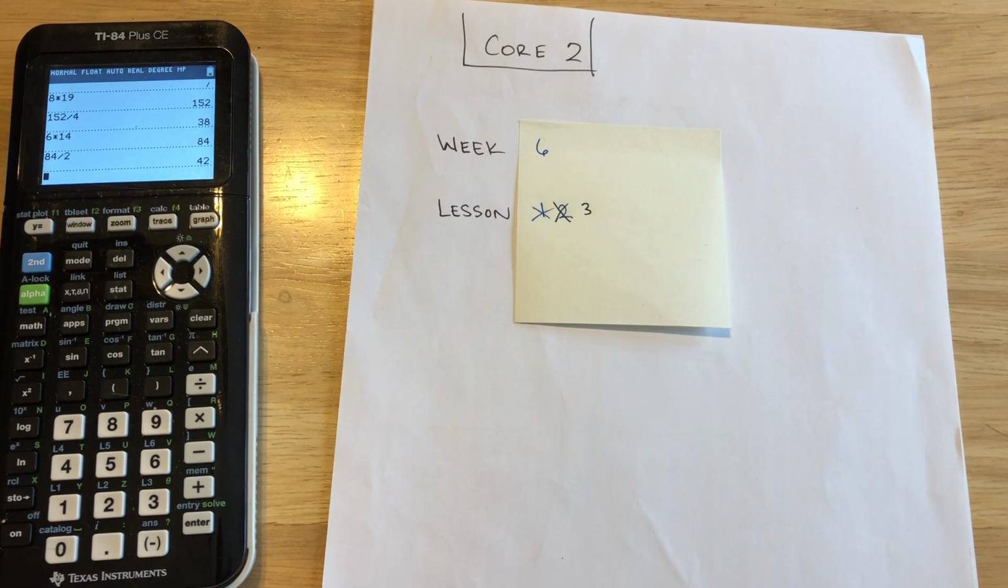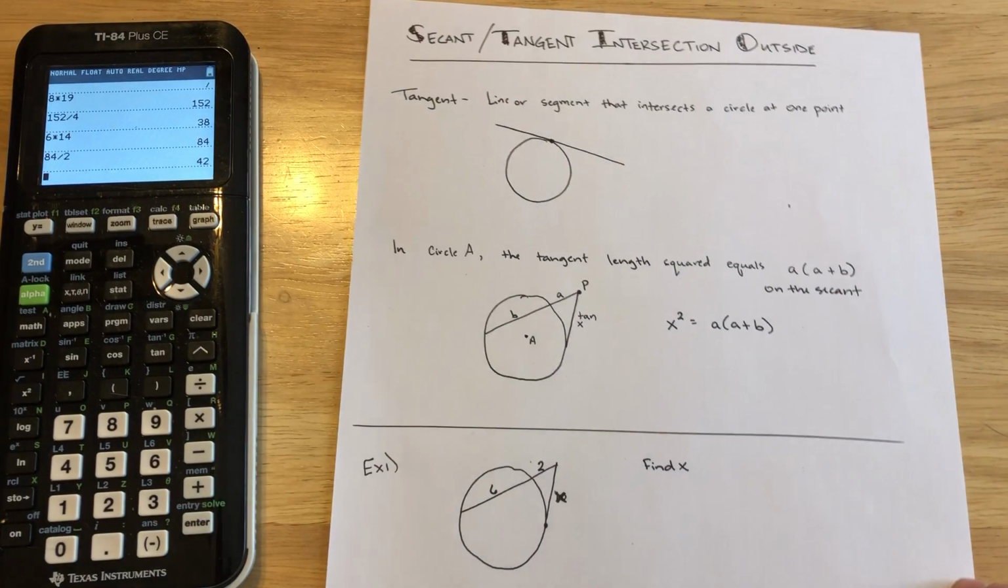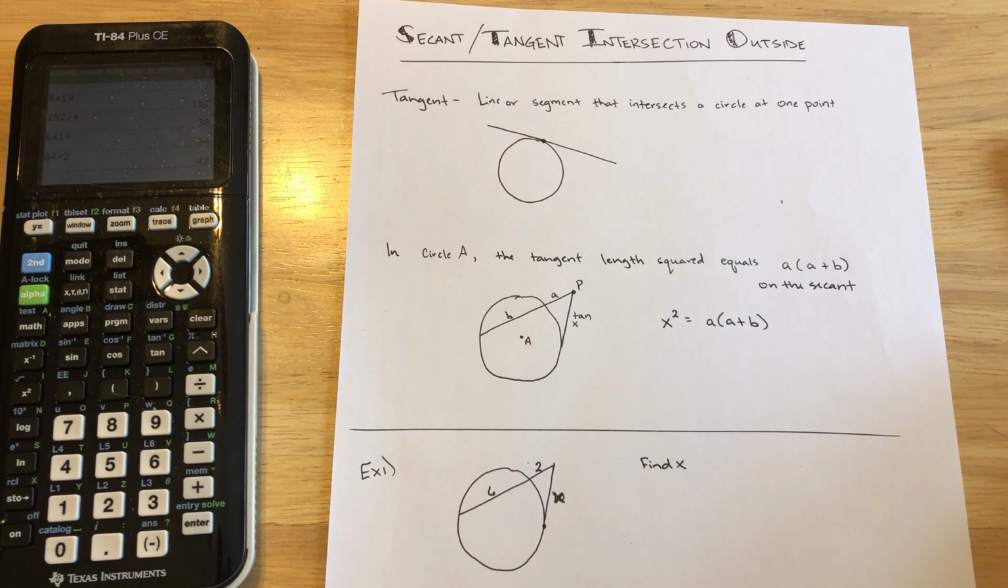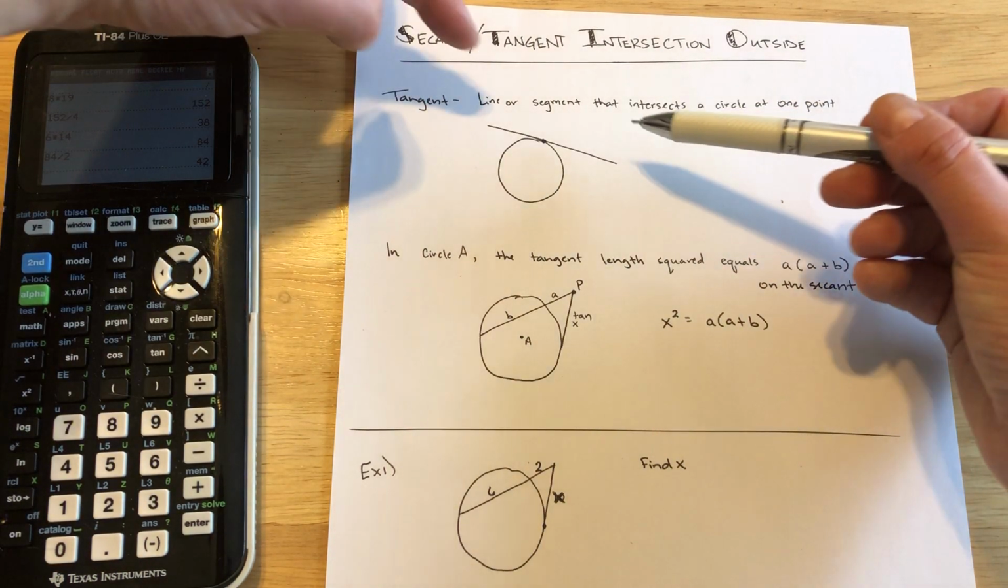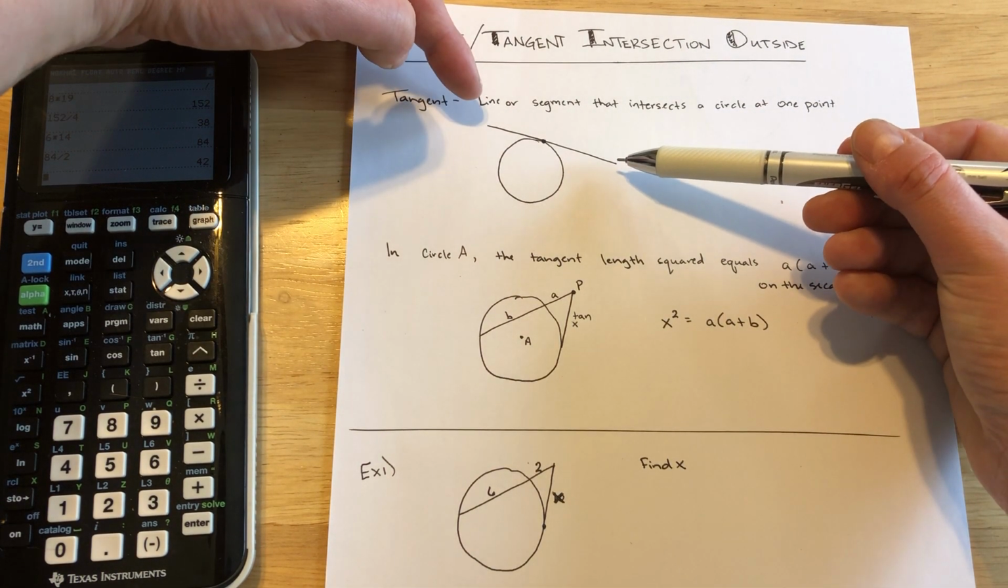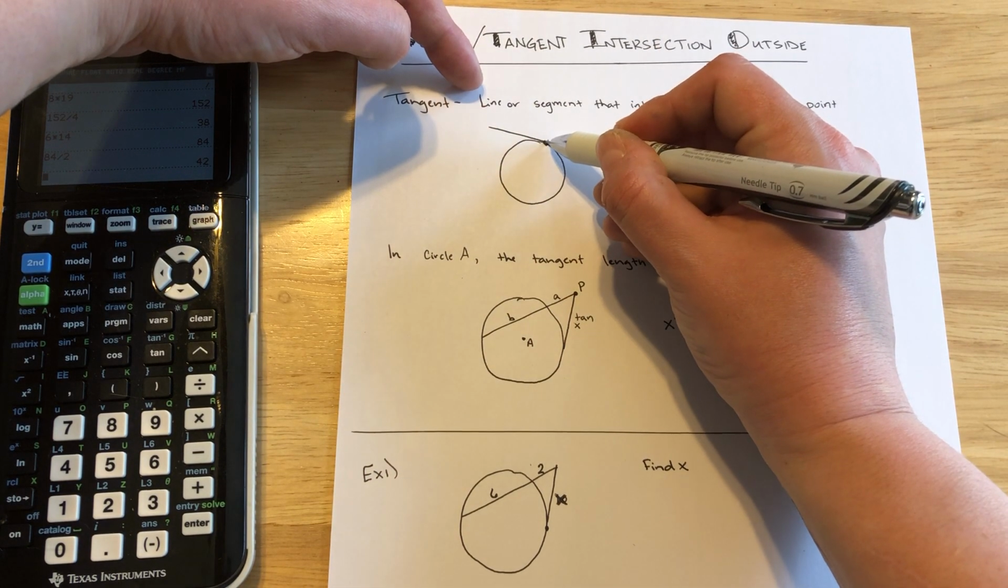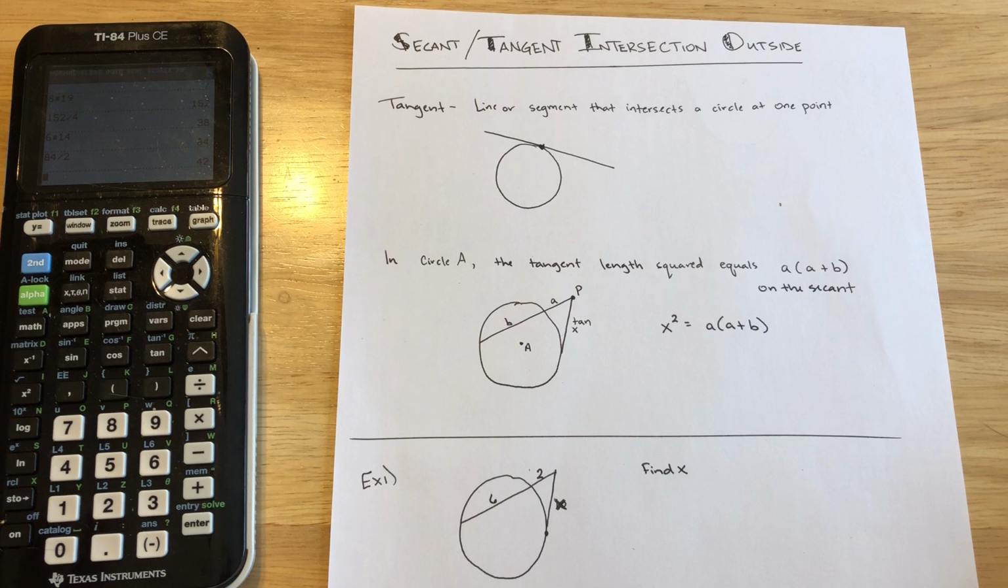This is your Week 6 Lesson 3, and it's all about secant and tangent intersections outside of a circle. So we've looked at chords and their extension, which is a secant line, but there's also another type of line called a tangent line. A tangent line is a line or a segment that intersects a circle at exactly one point. So the tangent line will have to be outside the circle so that it can cross the circle just one time. So it barely touches it or bumps up against it.